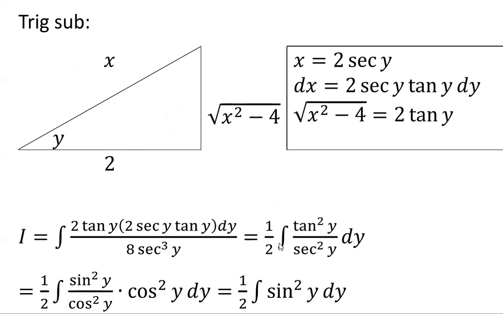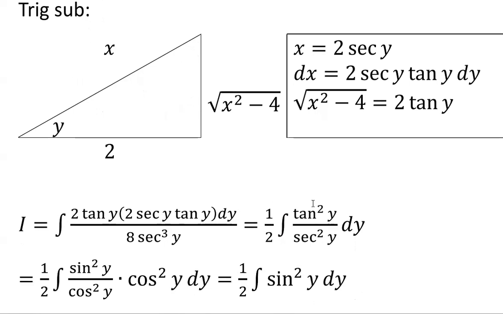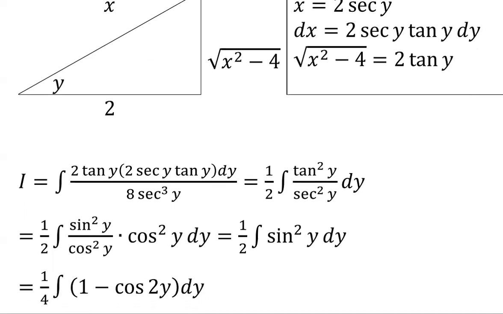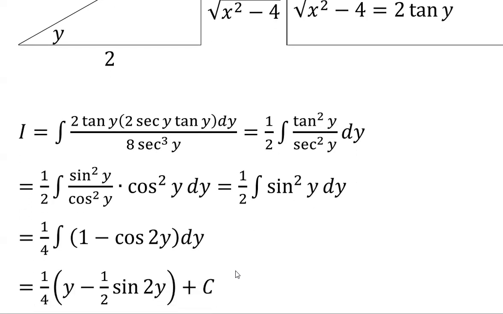I chose to change everything in terms of sine and cosine. So tangent squared is sine squared over cosine squared. Secant squared on the bottom is the same thing as cosine squared on top. Okay, so the cosine squareds would cancel and we're left with sine squared. And this is familiar because we can use the half angle identity, which I did right here. And then after that, we can integrate.